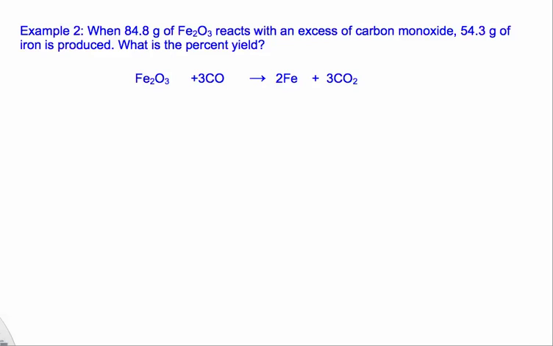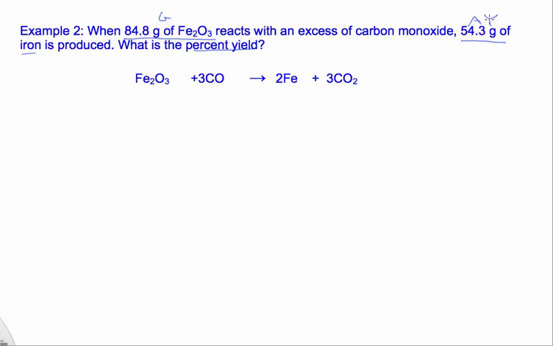So here's another example. You can see again it has the words percent yield. We have 84.8 grams of Fe2O3. That is a reactant, and it even says it reacts. So this is our given, with an excess of carbon monoxide, and 54.3 grams of iron is produced. So that must be our actual yield.